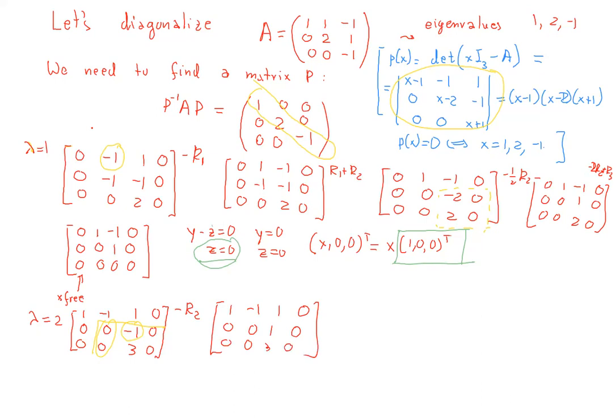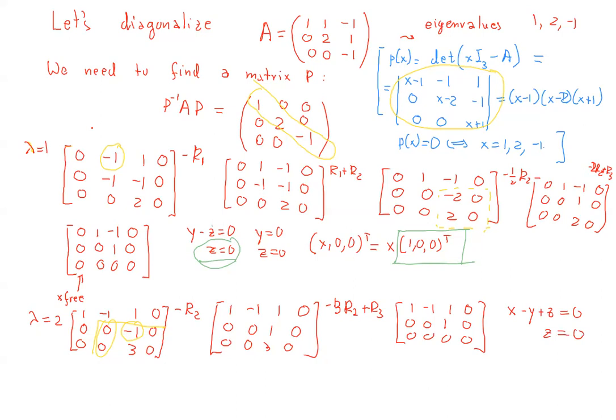And now you eliminate the 3. So you do minus 3 row 2 plus row 3. And that gives you 1, negative 1, 1, 0, 0, 0, 1, 0, 0, 0, 0, 0. This is row echelon. What is the system behind it? X minus y plus z is equal to 0. And remember that y is free. Y is free. So you get that z is 0.